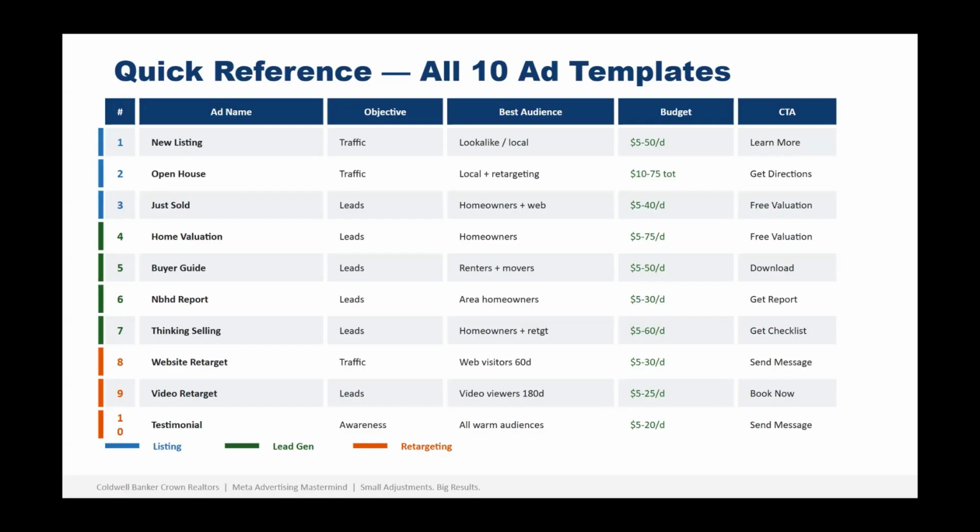Number 6, by the way, is the neighborhood report. I just had to shorten it because it wouldn't all fit in there.